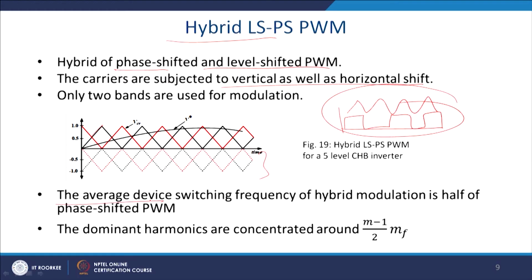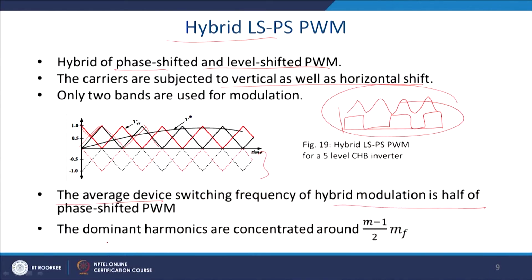The average device switching frequency of the hybrid modulation is half of phase shifted PWM. Why? Because you can see that this is your switching frequency of the carrier wave, but effectively you are coming to this red and black as an effective carrier wave. Thus, the dominant harmonics are concentrated around (m minus 1) by 2 into mf. So, this is the issue here.